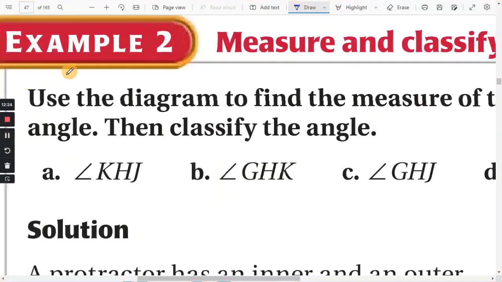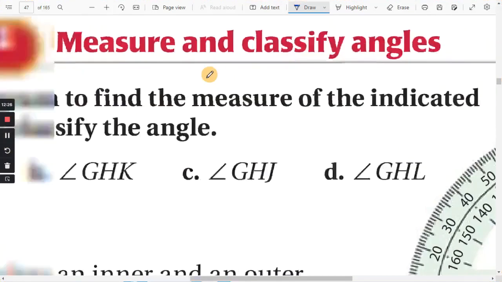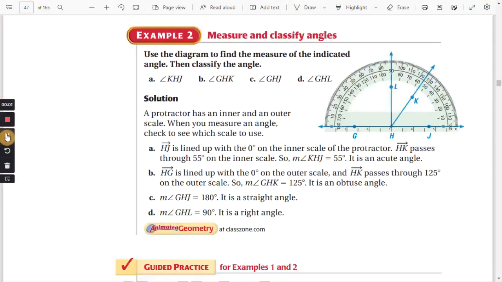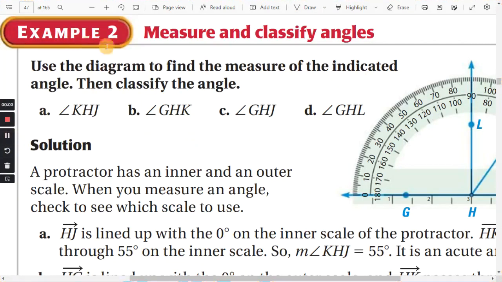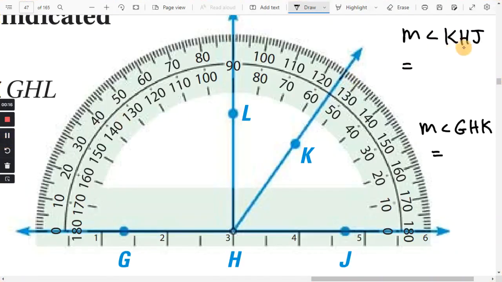Okay, let's look at example 2. It says use the diagram to find the measure of the indicated angle, then classify the angle. Okay, so we're going to do two at a time. All right, so see if you can do KHJ and GHK, find the measure and classify the angle, please.